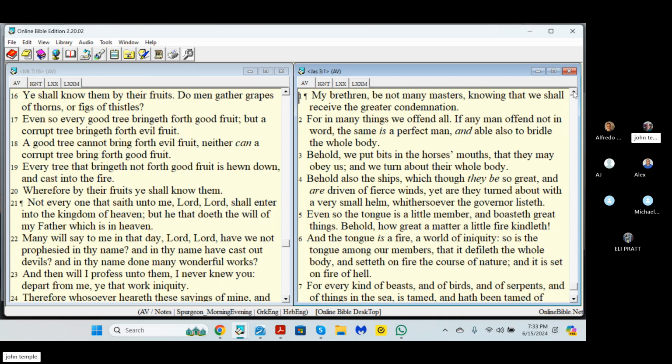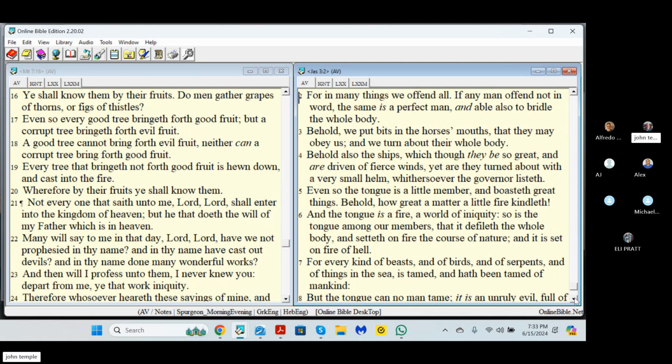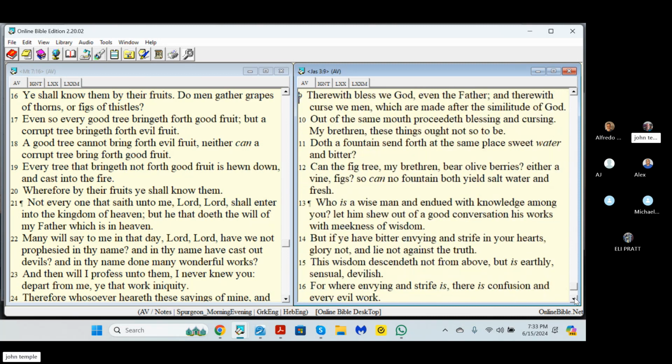In 3:9, therewith bless we God, even the Father, and therewith curse we men, which are made after the similitude of God. So this is just as absurd as sweet and bitter water flowing from the same source in 3:11, or a particular tree bringing forth the fruits of a different tree in 12. Right? Or in 12b. The aptness of the metaphor has been questioned both formally and materially.